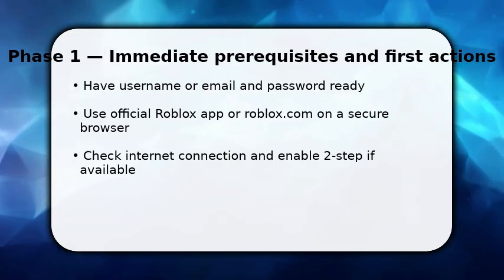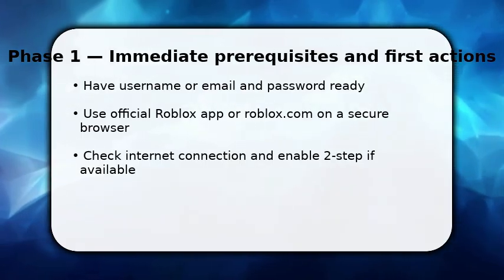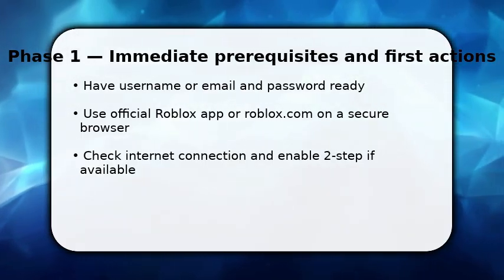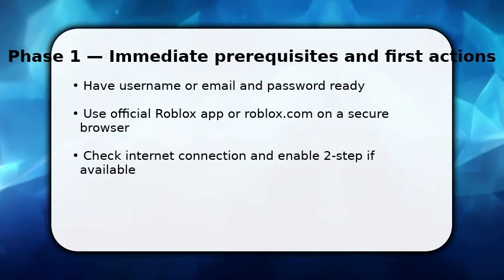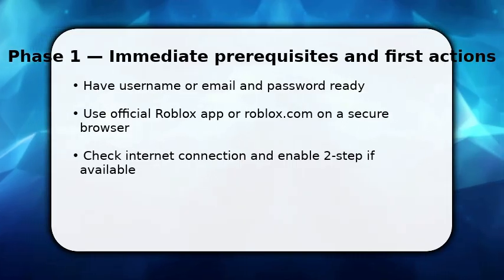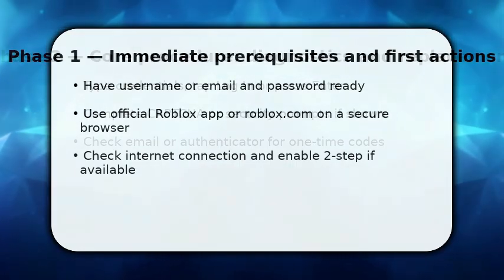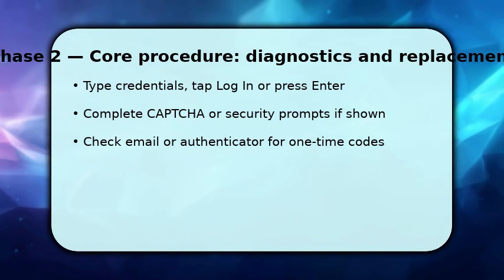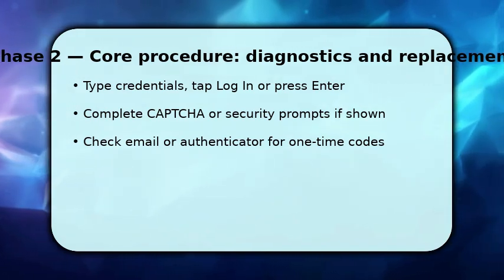Next, type the password carefully, pause and verify characters if your keyboard adds accents. Once done, glance at the Remember Me option. Choose it only on private devices. Make sure two-step verification settings are visible so you can now enter credentials and press login. Do that confidently but double-check each entry.